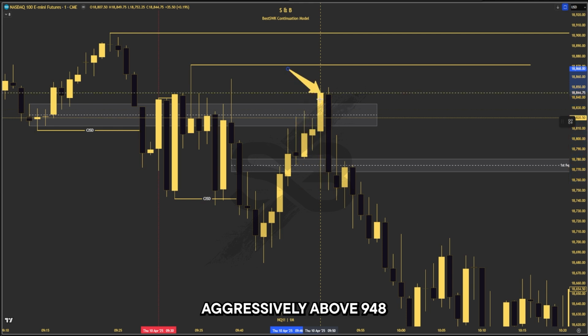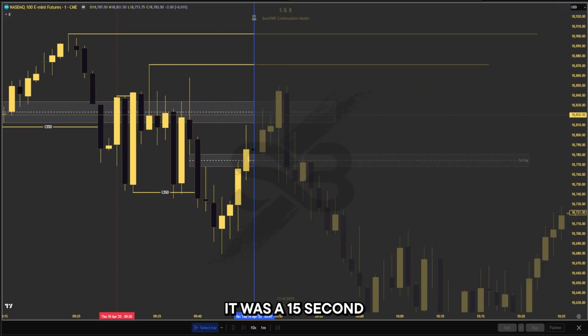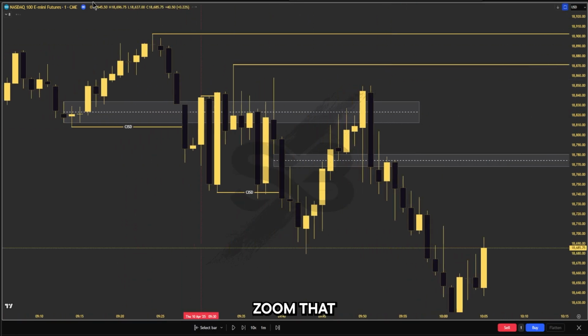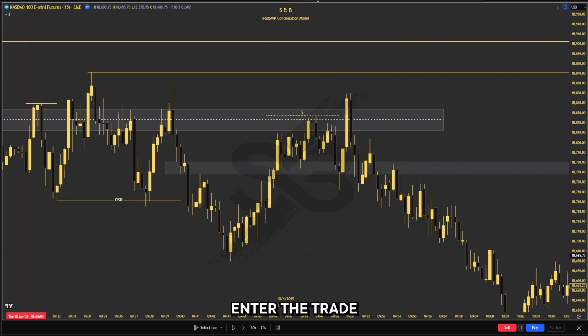That pushed aggressively above 948, which is to me a liquidity grab on the lower time frames, and that was where my entry was. It was a 15-second entry. Let's zoom that in real quick. And so I'm looking for this high to get ran as liquidity to then enter the trade.